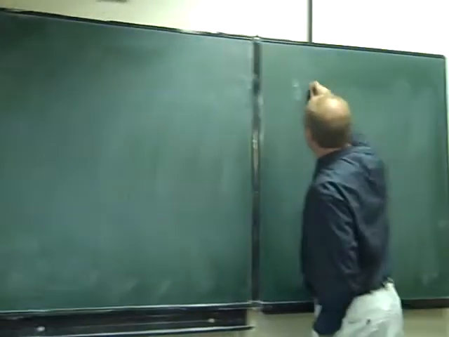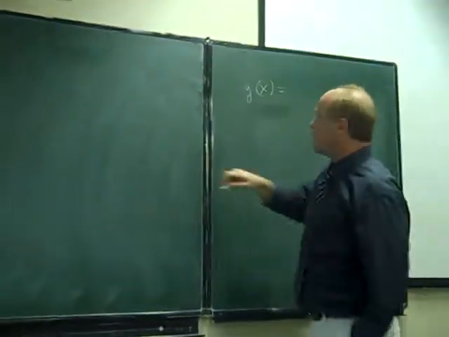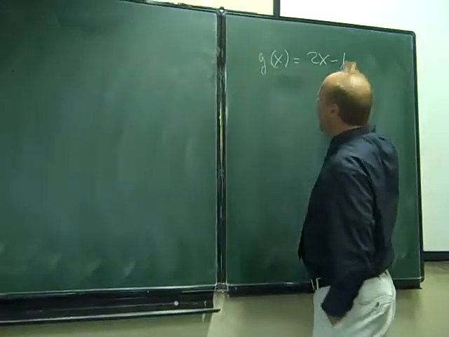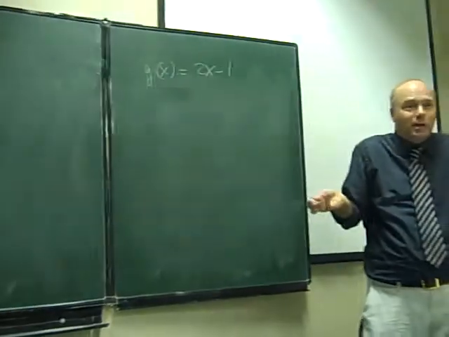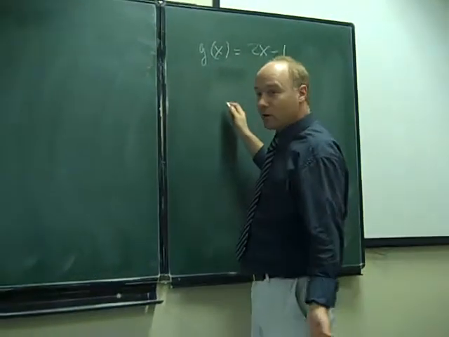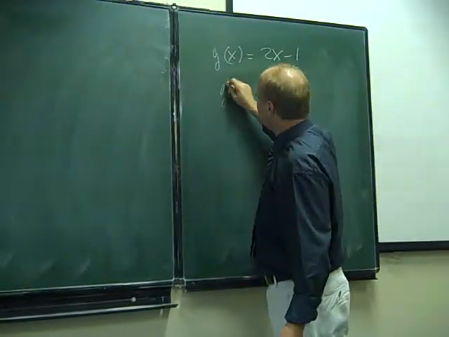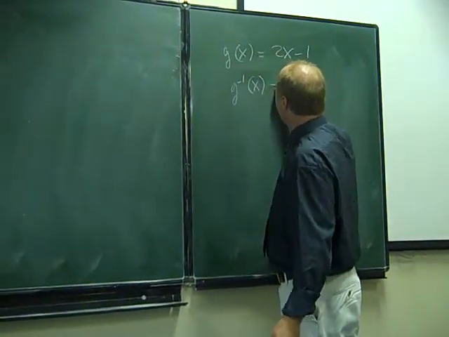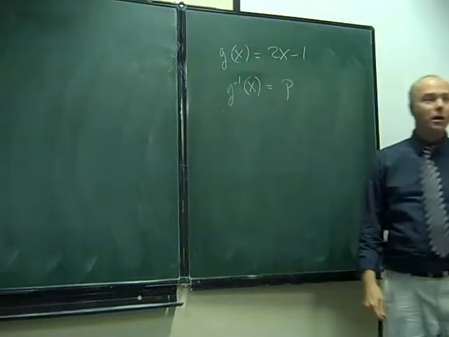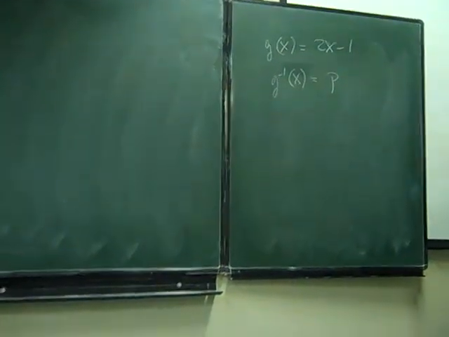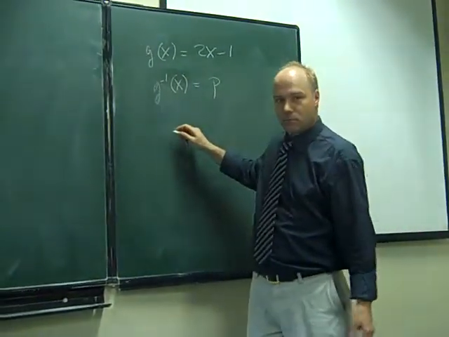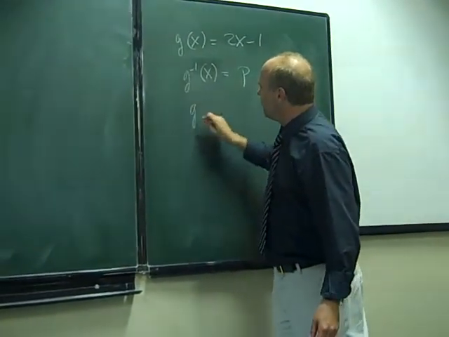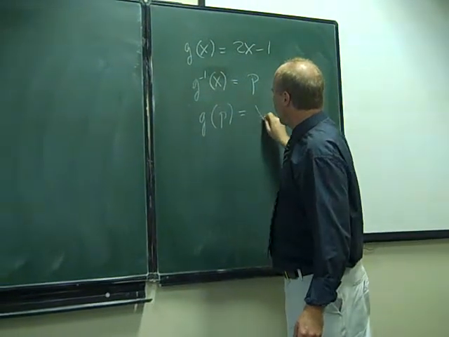Alright? So I take G, function G. G of x is 2x minus 1. Okay? I want G inverse. So I say, I don't know what it is. I give it a name. I call it P. G inverse of x equals P. Now, we say turn it around. Flip it over. If G inverse of x is P, then what do we know? G of P is x.